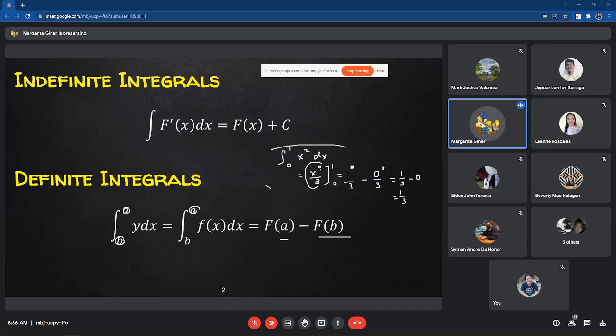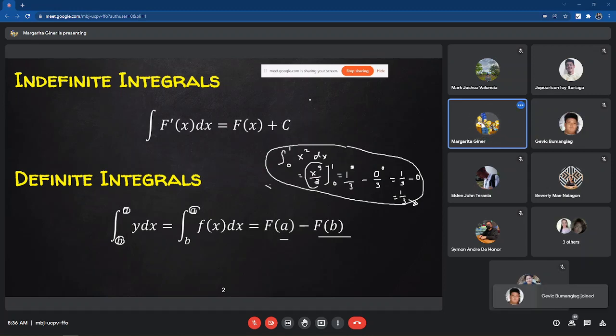So, this is a definite integral. Kaya ang final answer mo is a value. Okay? Pero, kung indefinite integral, amo lang ang ginagawa niya, wala siyang upper and lower limit. So, let's say x squared dx. So, ang final answer mo for indefinite integral is just simply x cubed over 3 plus c.